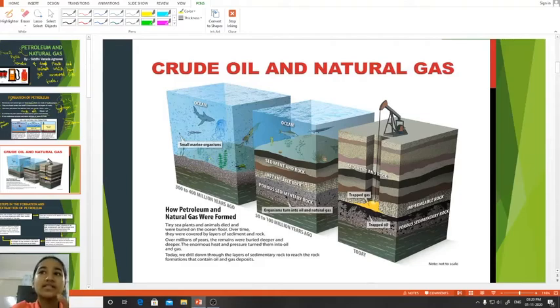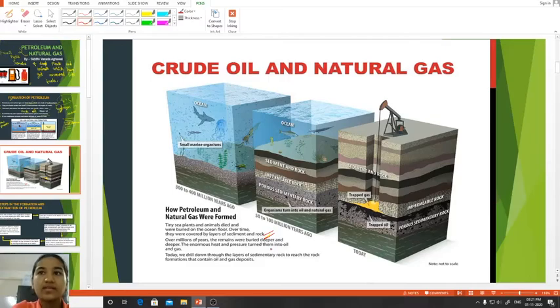As soon as they settle, the layers of sand cover the tiny sea plants and animals that died and were buried on the ocean floor. Over time, they were covered with layers of sediment and rock. That means many layers of sediments and rocks covered them gradually, right? As a result, it got compressed into thinner layers. Over millions of years, the remains were buried deeper and deeper.